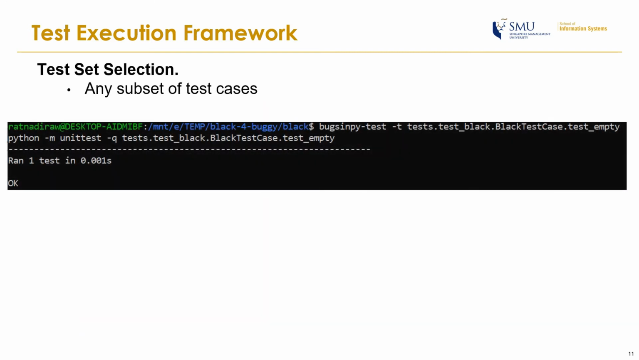We can also choose the test cases that we want to run. In this example, we choose the test empty method. The results show pass since the test is not the buggy one.